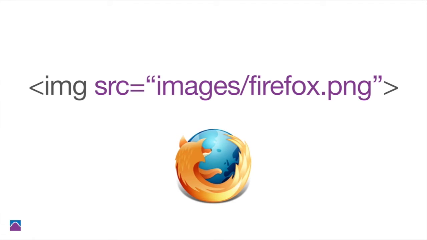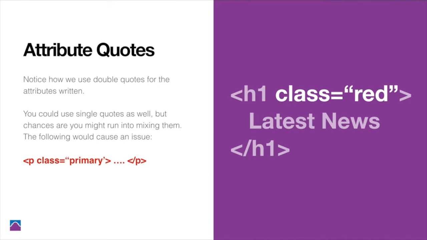So src is an attribute. The quotes, you're going to notice that they're double quotes. You could use single quotes as well, but chances are you might run into mixing them, which would cause an issue. Some browsers play nice, so they'll still show what you want it to show. But if I put a double quote and then end it with a single quote, browsers such as Internet Explorer will not like it, so there'll be an error. So I recommend just using double quotes. It just makes life easier.